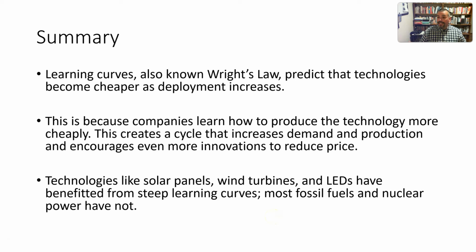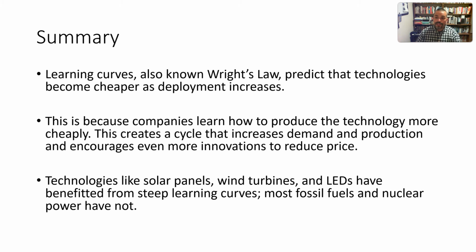So to summarize some of the key take-home messages of this video, learning curves, which are also known as Wright's law, basically points out that as technologies become cheaper, their deployment increases. So the cheaper they are, the more of them they produce, and the more we produce, the cheaper they tend to get. This is because different companies who manufacture the things that we want learn how to make that more efficiently. And this helps to create a cycle which basically makes them cheaper and cheaper so that more and more people want to buy them.